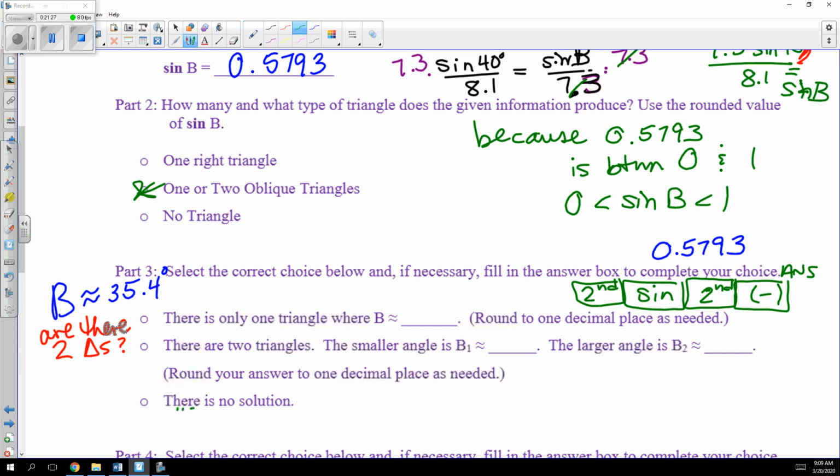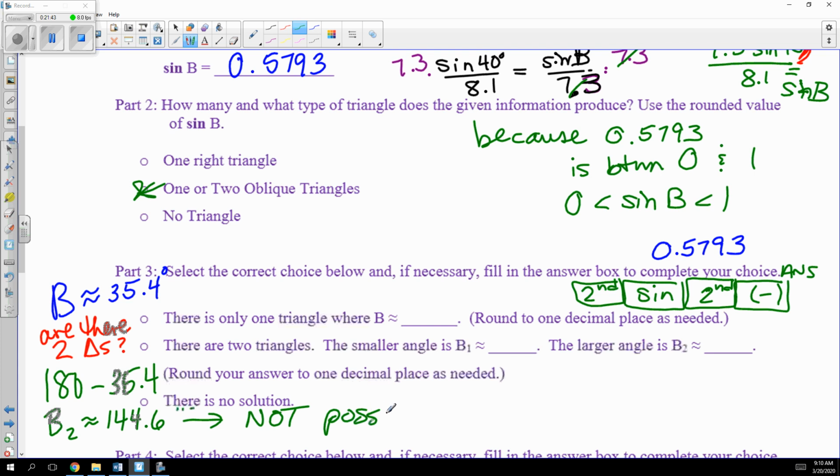To find out if there is a B sub 2, you're going to do 180 minus 35.4. And when you do that, you get a B sub 2 value of 144.6. This is not possible because 144.6 plus the 40 degrees for angle A is greater than 180, and you can't have a triangle with more than 180 degrees. I'm sorry, I just misspoke and needed to erase all that other stuff.